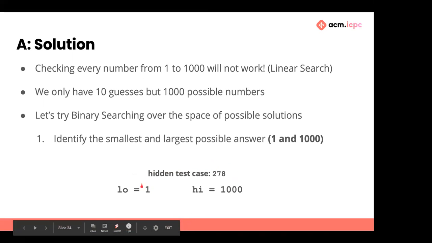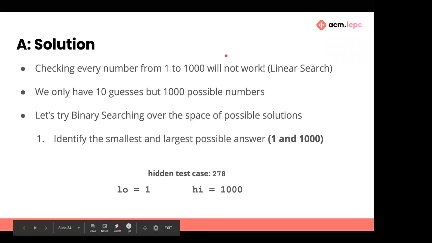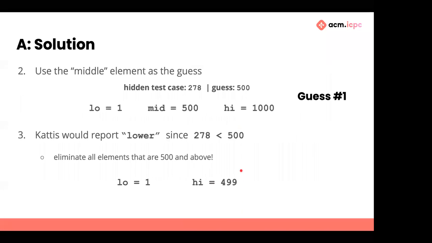The first thing we do is identify our lowest and highest possible solution, which is 1 and 1,000, just like we did with low and high in the previous slides. And we repeat the same binary search process. You compute the middle element, which is (1 plus 1,000) divided by 2. Since you round it down, that ends up being 500. You guess 500. When you send 500 to Kattis, Kattis is going to respond with lower, because in this case 278 is in fact smaller than 500.